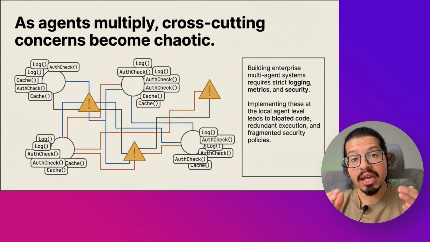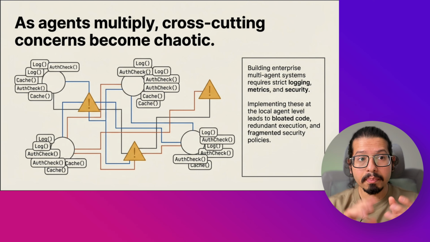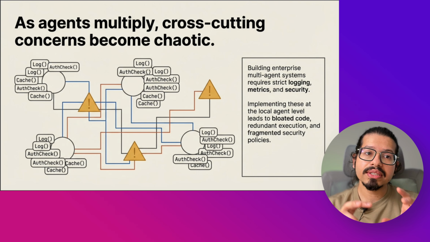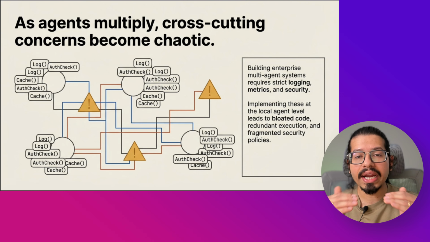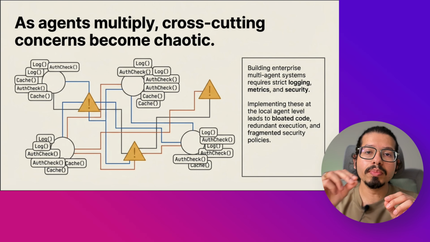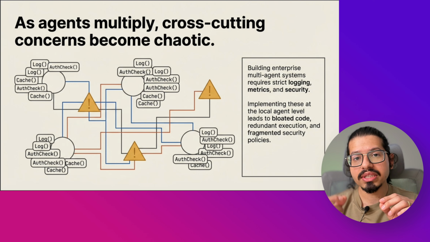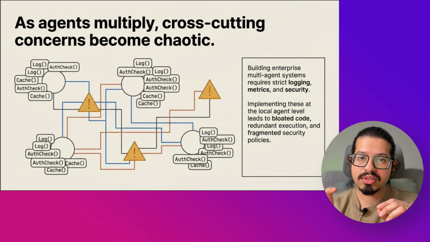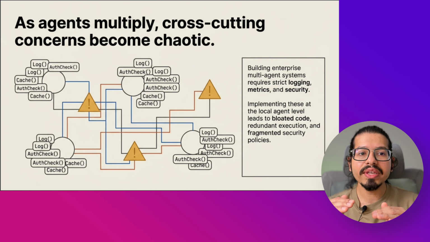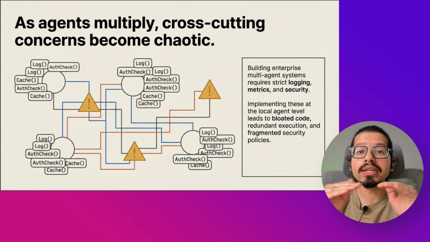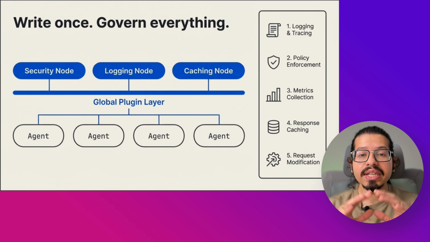For example, a refund agent might check approval limits correctly, but a second agent that can also trigger refunds might forget that rule entirely. Because we're duplicating this logic, we may end up missing some part of the logic somewhere in one of the local agents, right? So plugins solve that by moving these concerns into a single global layer. Essentially, we write once and govern everything.